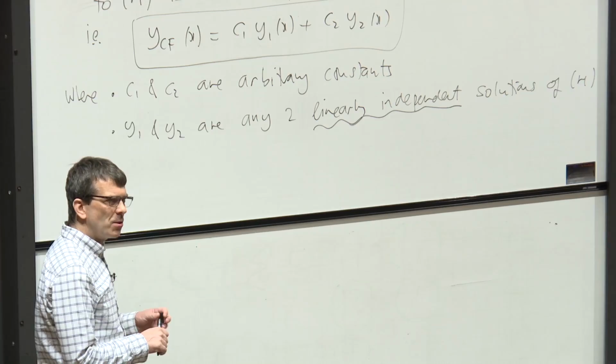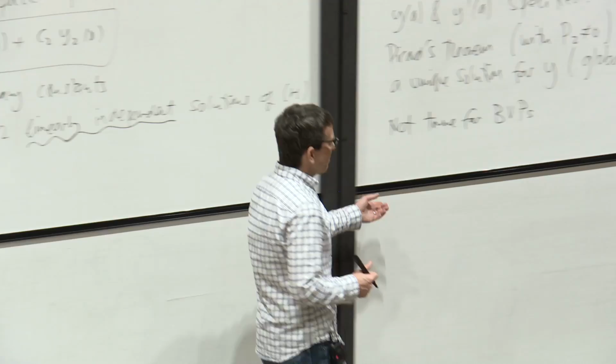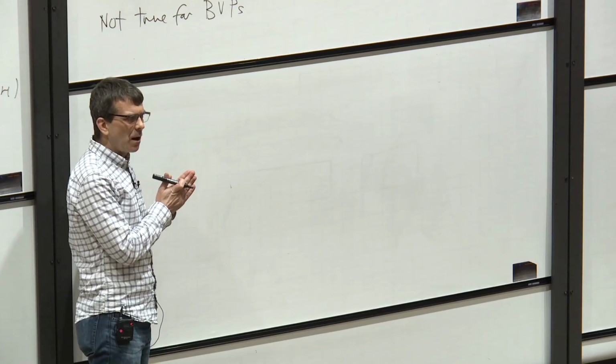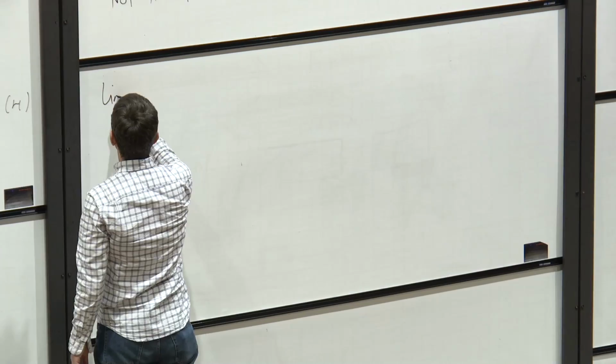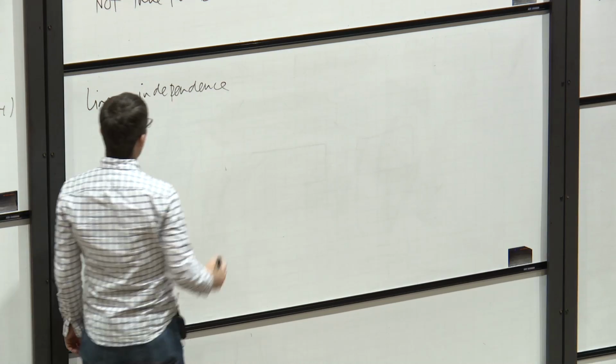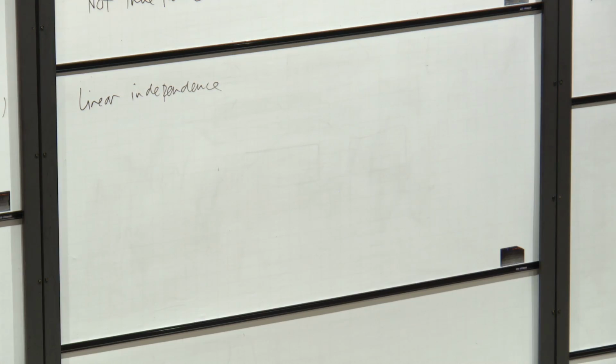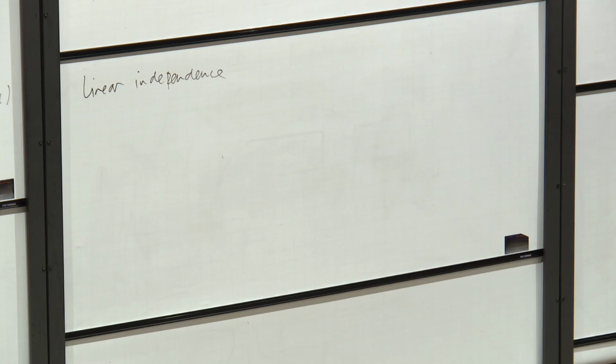Any questions so far? No? Good. All right. So I'm just going to say a bit more about linear independence, because again, this is going to be kind of important going forward. And I can see my writing's getting smaller. You have to nag me if I keep doing that. And linear independence is very closely related to a thing called the Wronskian, and I'm going to say a bit about that as well.